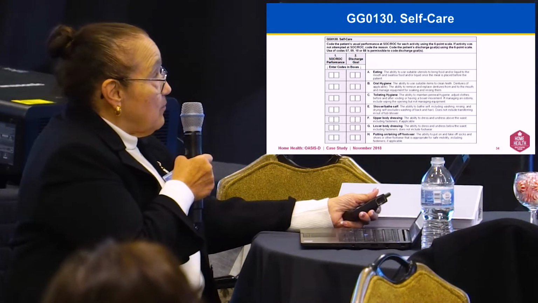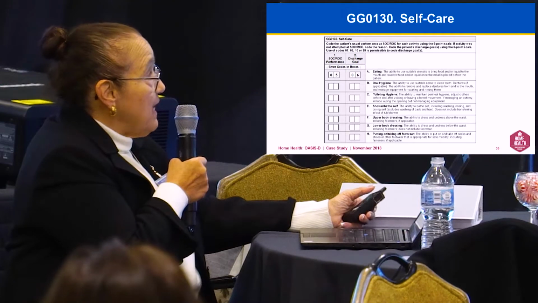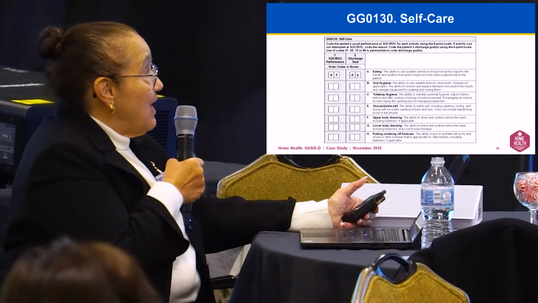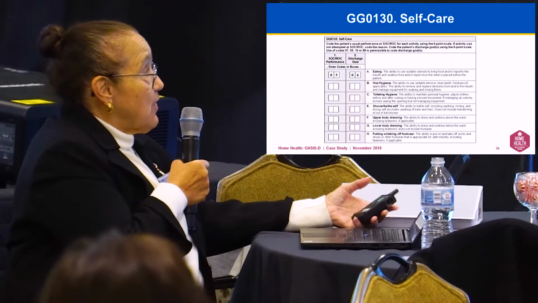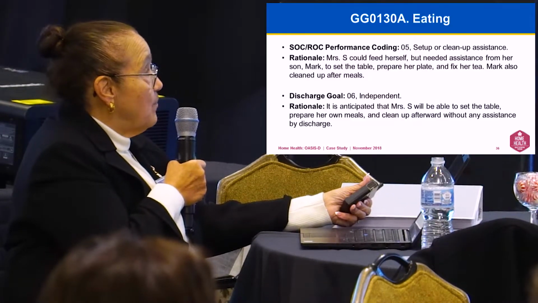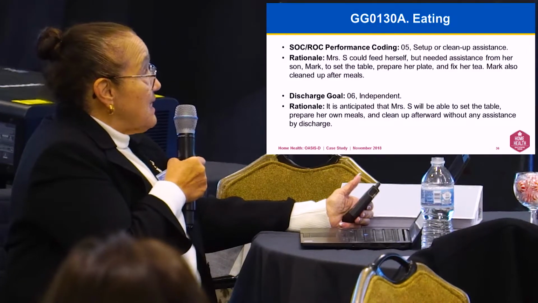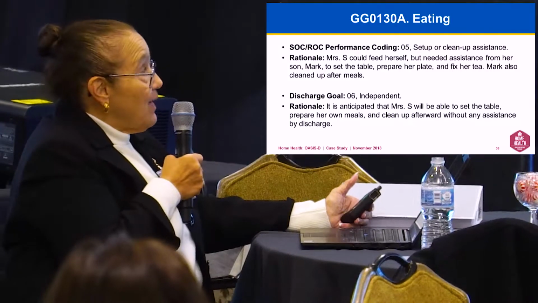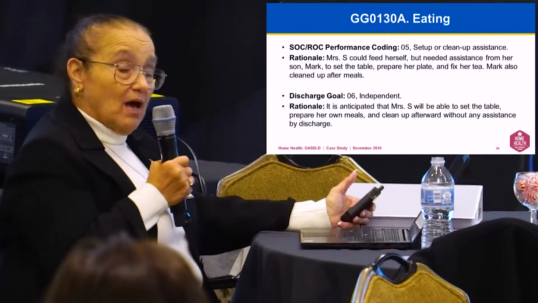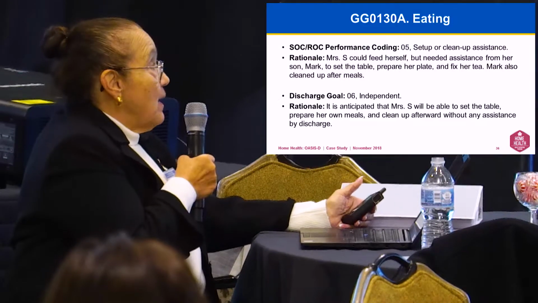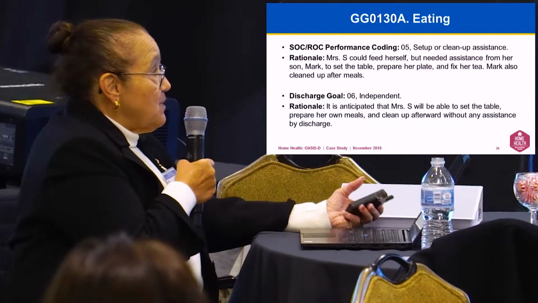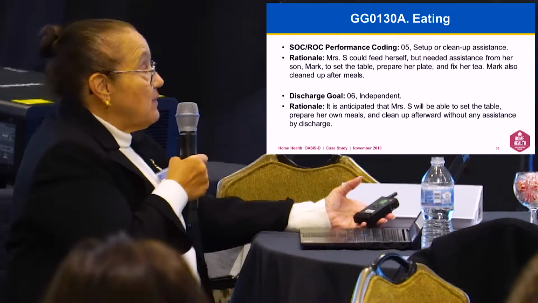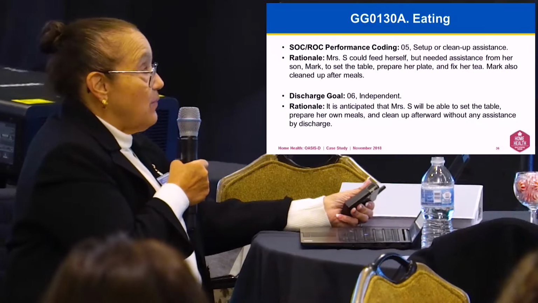A is eating. The answer we have put here is that on SOC/ROC, we are scoring her as an 05, and we have established that the discharge goal will be 06. Our rationale for this is that on start of care, Mrs. S could feed herself, but she did need assistance from her son for setup. On discharge, it's anticipated that Mrs. S will be able to set the table, prepare her own meals, and clean up afterward without assistance.